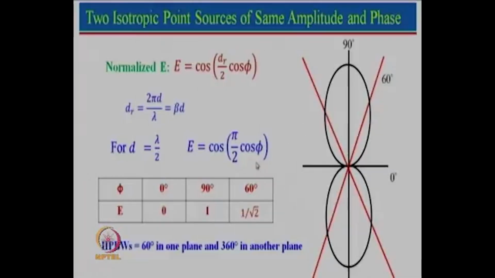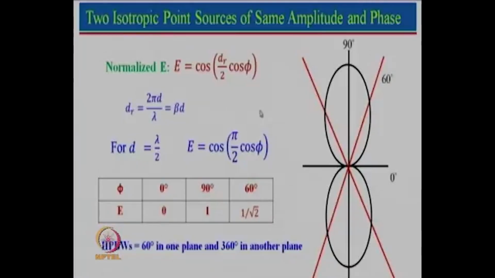So let us say I take a case of phi equal to 0. Now, cos 0 is equal to 1. So inside the bracket will be pi by 2, and cos pi by 2 is 0. So the E field will be 0. Now, for phi equal to 90, cos 90 will be equal to 0. So cos 0 will be 1, and at an angle of 60 degrees, cos 60 degrees will be 1 by 2. So this will be pi by 4, and cos pi by 4 is equal to 1 by square root 2.